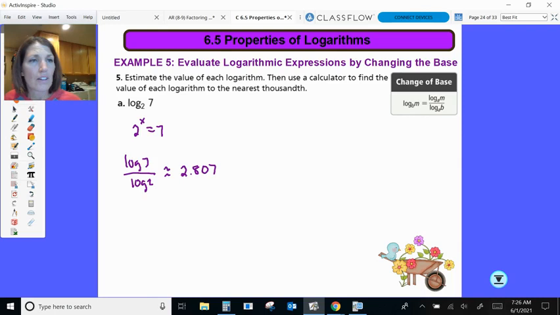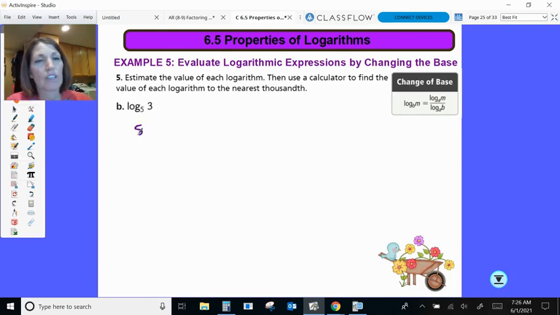Okay, so how about this guy? Log base 5 of 3. So 5 to some power equals 3. So 5 to the first power equals 5, so it's got to be not quite just under 1, but maybe a little bit more under 1, not quite 1/2. Okay. So let's see what we get here.